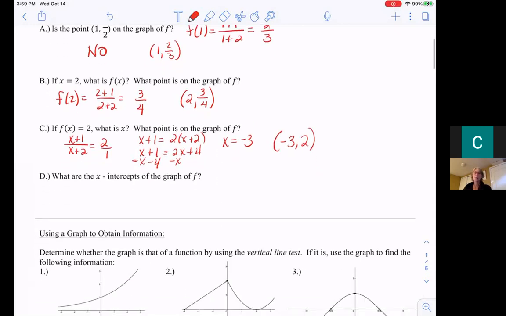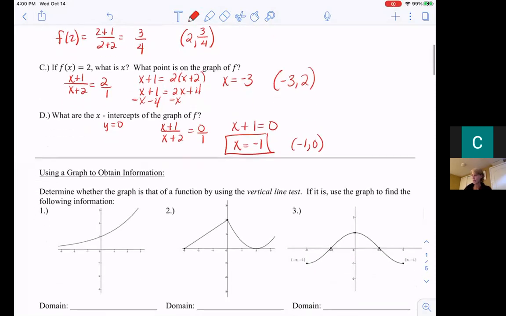And what are the x-intercepts of the graph? Remember, x-intercepts means we're going to set y equal to 0. So we're going to set this function equal to 0. Again, we have to cross multiply. So I get x plus 1 equals 0 times x plus 2, which is just 0. And our x-intercept is -1, or the ordered pair (-1, 0). That would be the actual point. So just a little algebra warm-up.